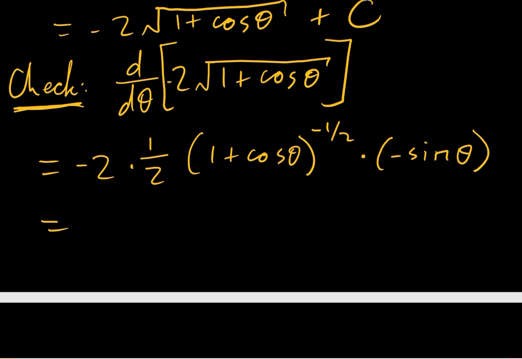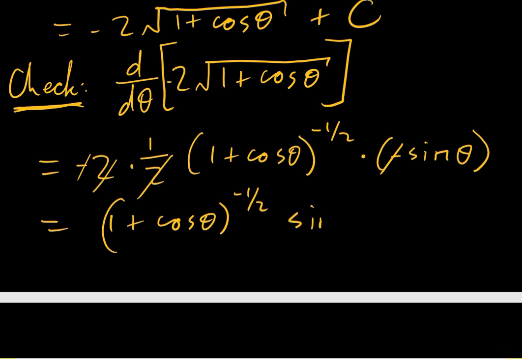And if we simplify, the negative here cancels with the negative there. The 2 here cancels with the half. And then what we're left with is 1 plus cosine theta to the minus a half times sine theta. And if you want to write it in the form it was originally, we can do sine theta over the square root of 1 plus cosine theta.